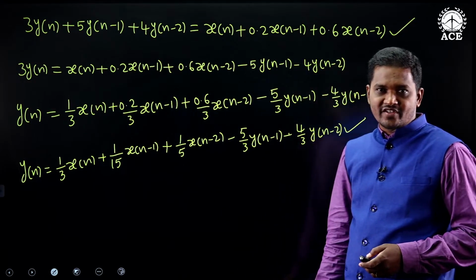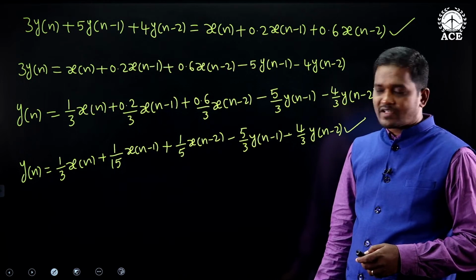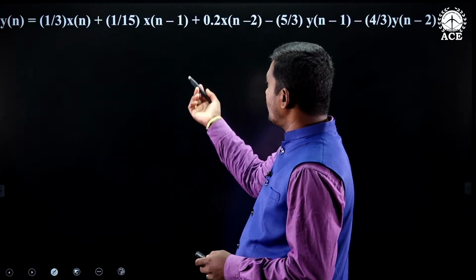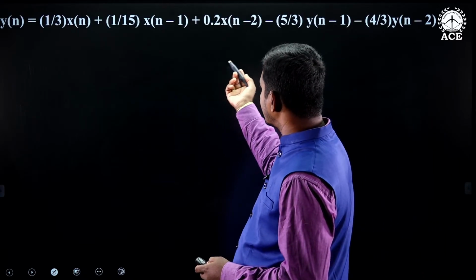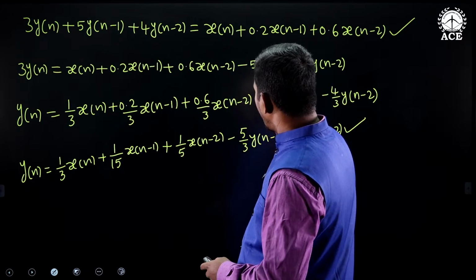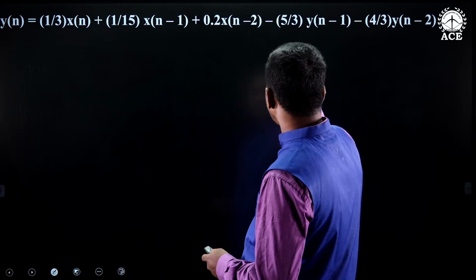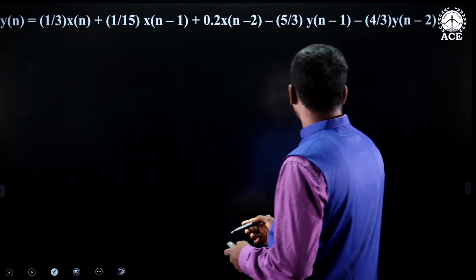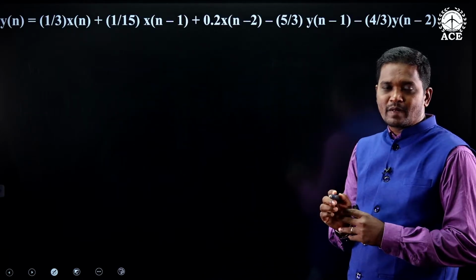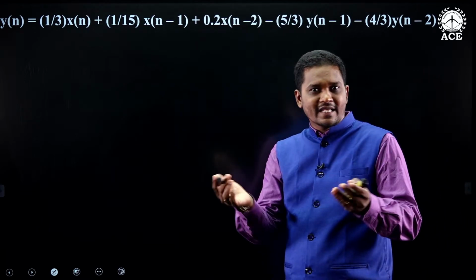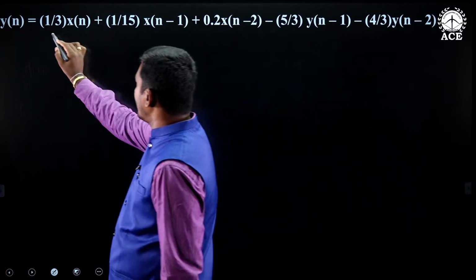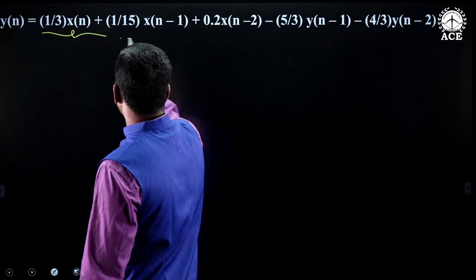implement this difference equation by using the direct form method. See here, 1 by 3 x of n plus 1 by 15 x of n minus 1 plus 0.2 (1 by 5 is nothing but 0.2) x of n minus 2, minus 5 by 3 y of n minus 1, minus 4 by 3 y of n minus 2. Let us implement this by using the direct form 1 method. We have seen the same in the first problem. First, let us realize this part.